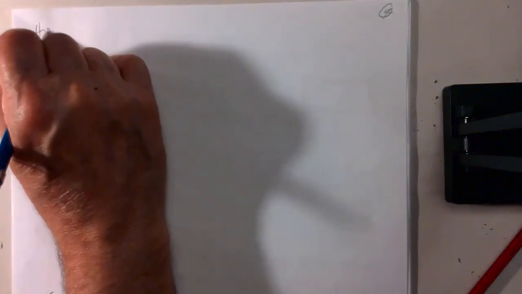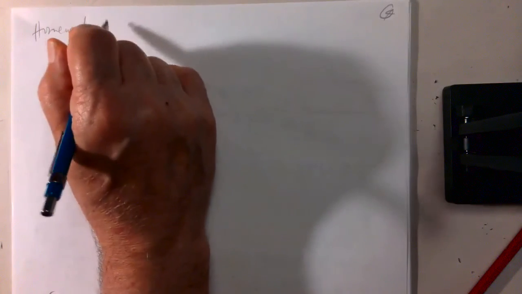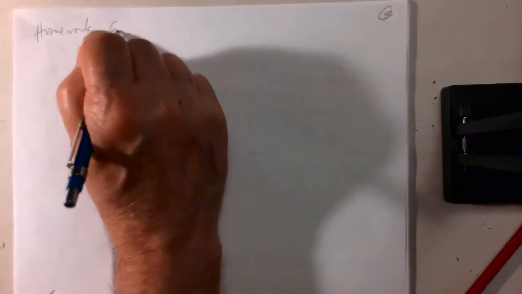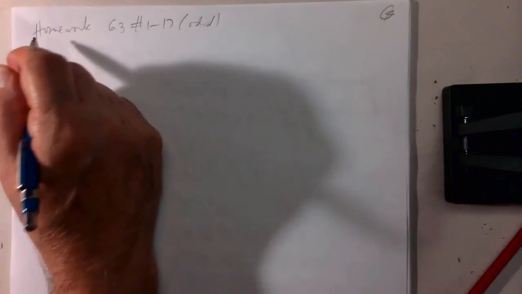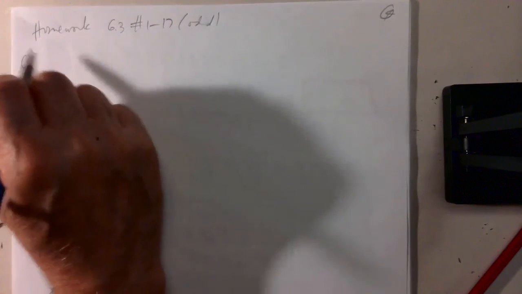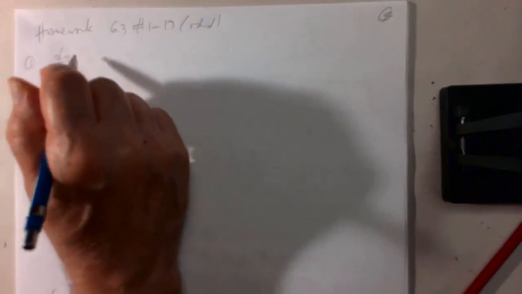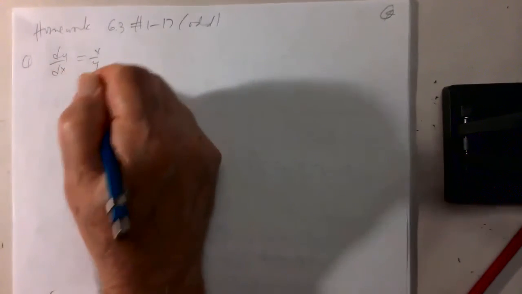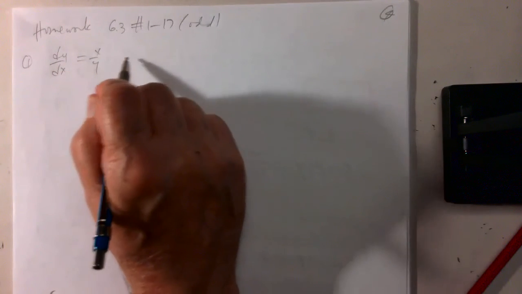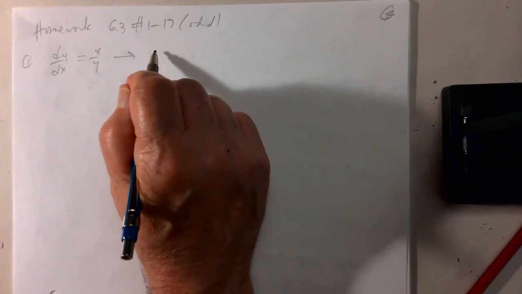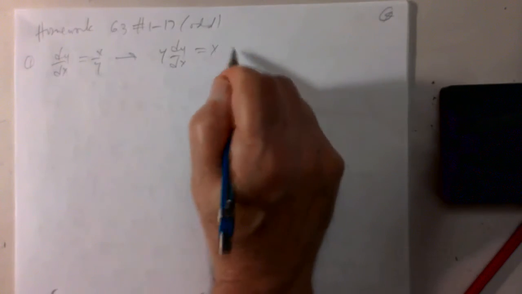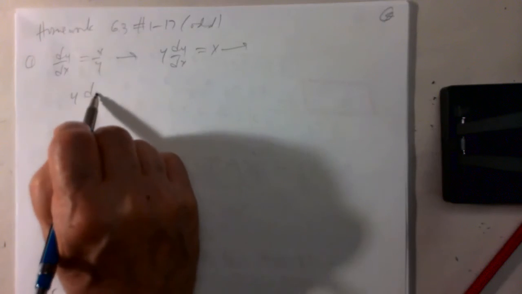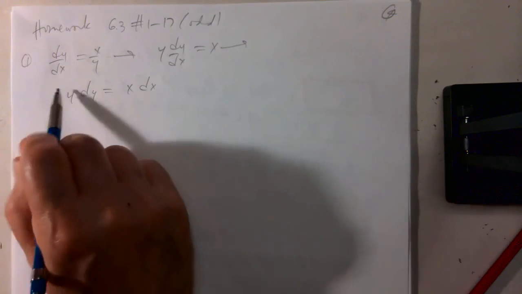So the homework for this section was 6.3, 1 to 17 odd. Let me just do one or two of them. Start with number 1. Solve the differential equation dy/dx equals x over y. We can separate the variables, just multiply by y. y dy/dx equals x, or, if you like, y dy equals x dx. The y's are here, the x's are here.